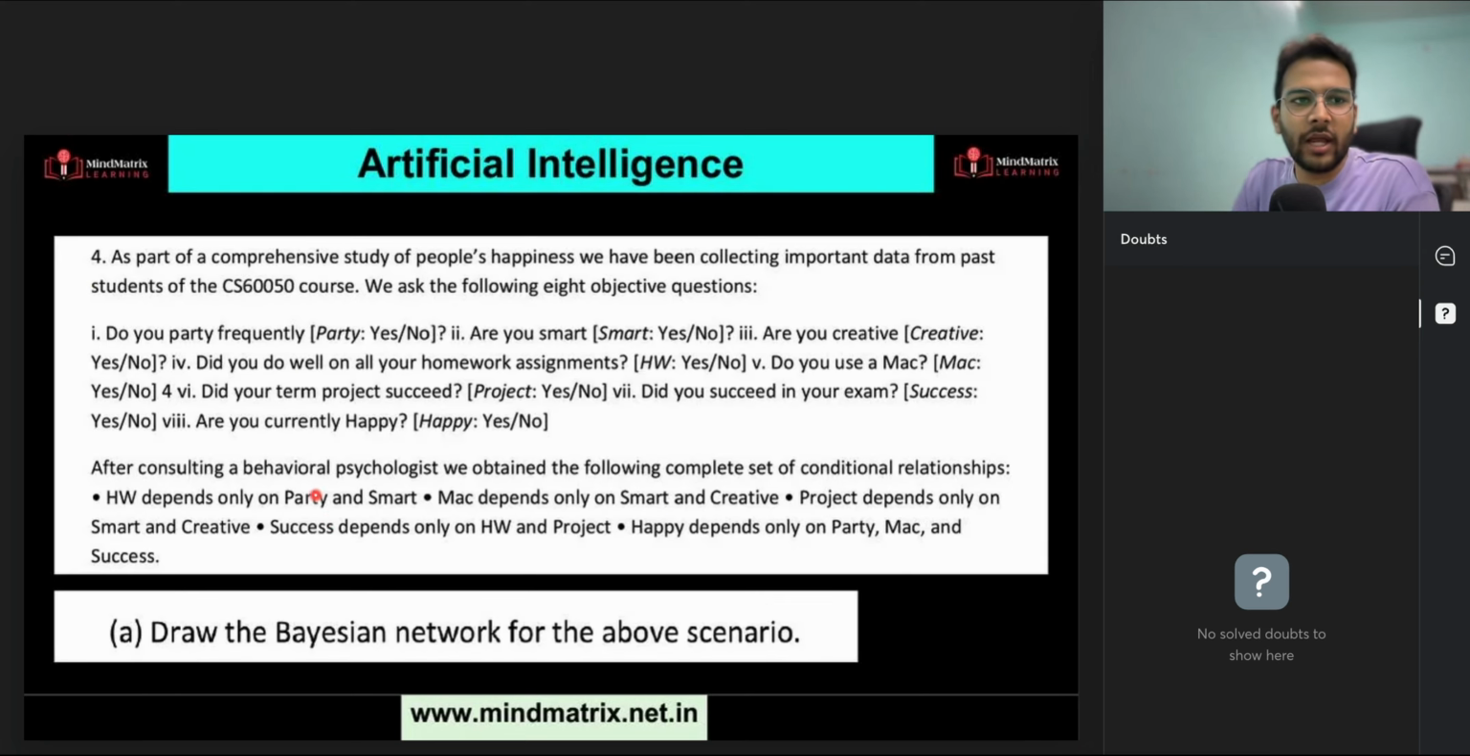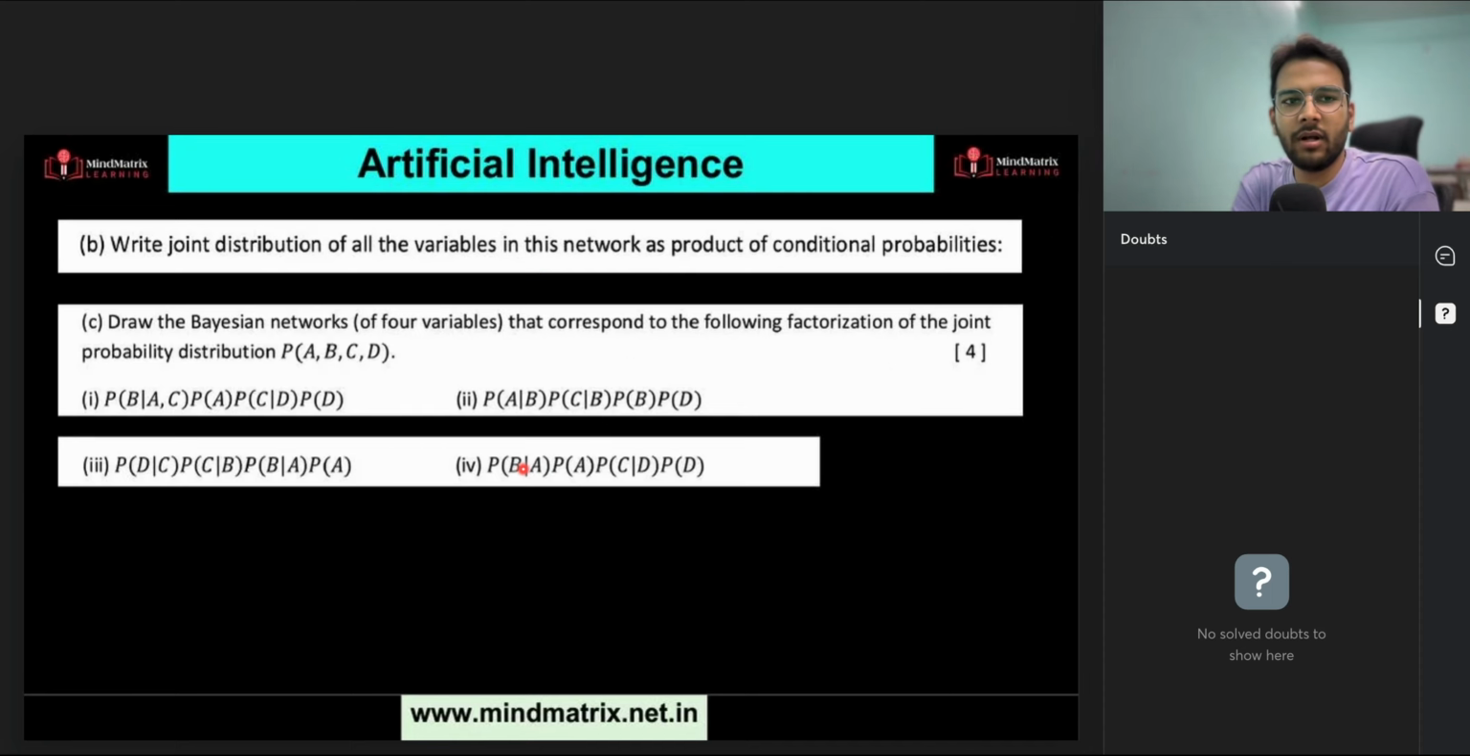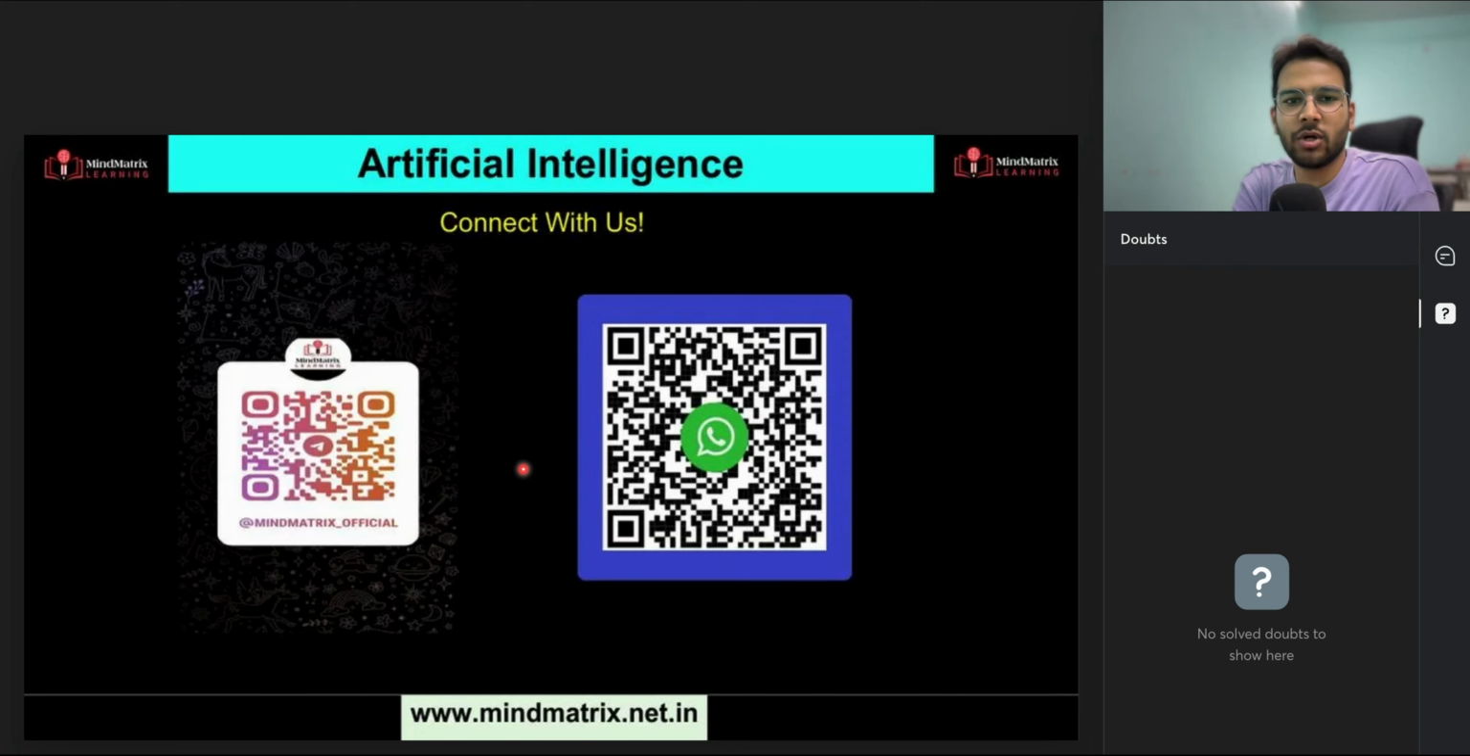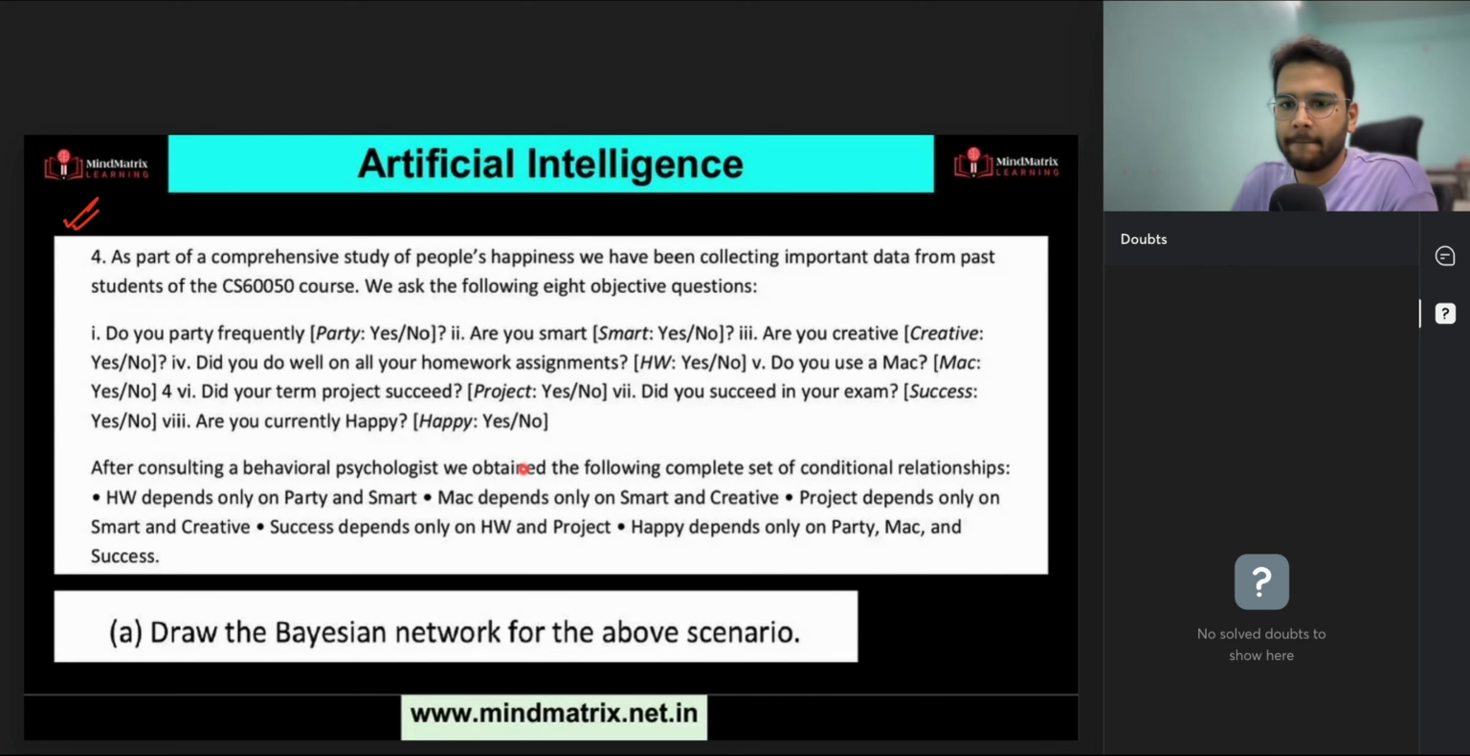And this is again a very nice question, taken from an IIT Kharagpur mid-sem exam, I think. So just read this question. You will enjoy solving it also. It is not a numerical question; you just have to write a simple joint distribution and draw the Bayesian networks. That's all.